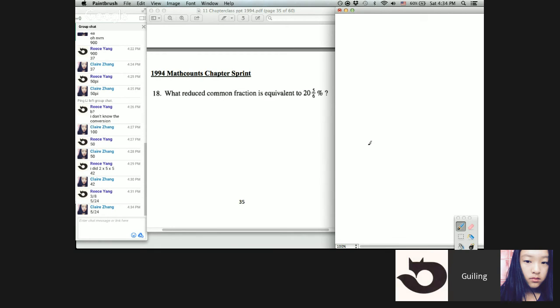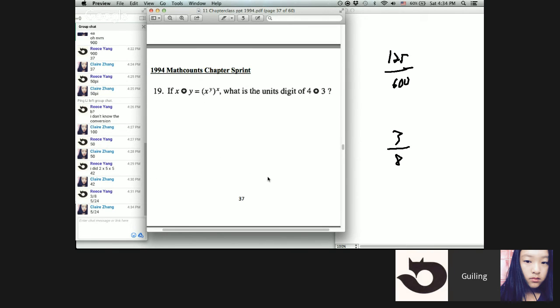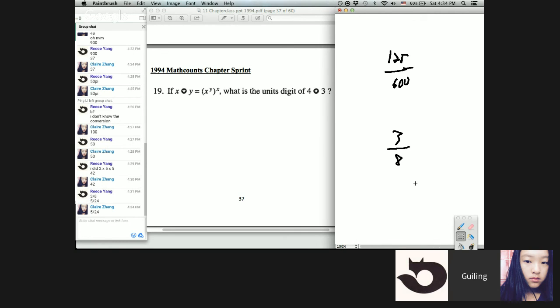Right, nice job. Correct answer is 5/24. So first, you make this an improper fraction of 125 over 6, and then since it's percentage, just divide it by 100, so 125/600. And then you can take 25 out of both the top and the bottom, and you get 5/24. Okay. If x star y is equal to x to the power y to the power x, what is 4 star 3? The units digit of 4 star 3, sorry.